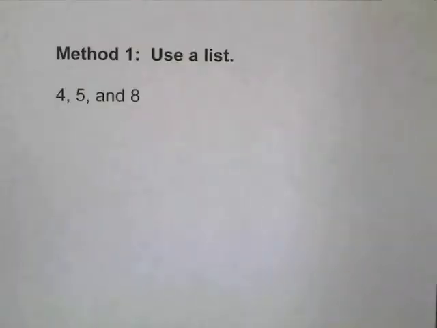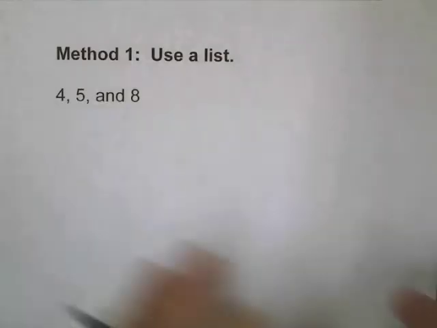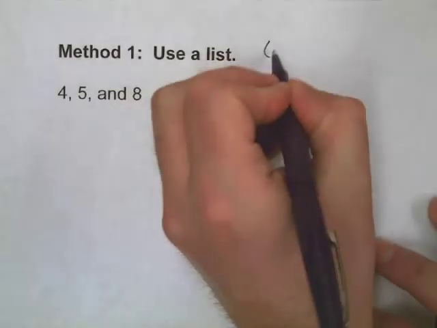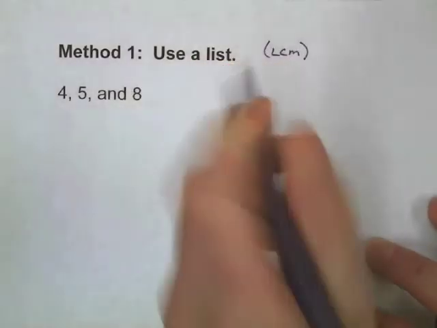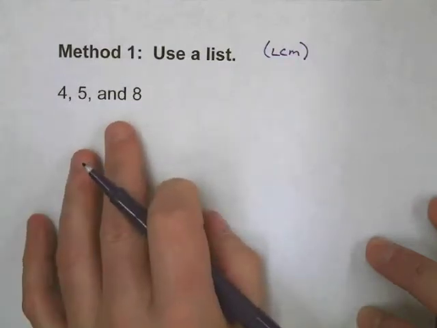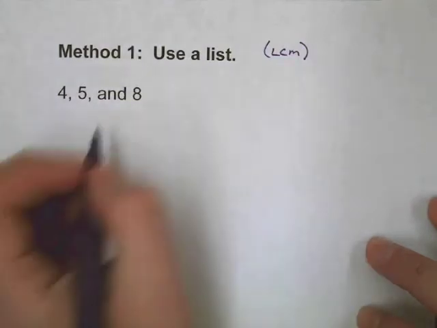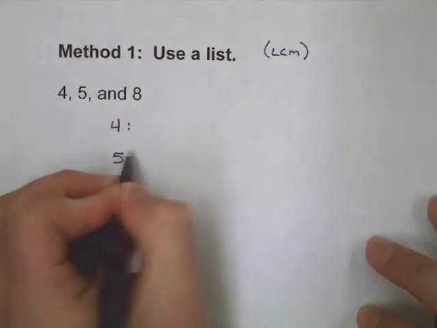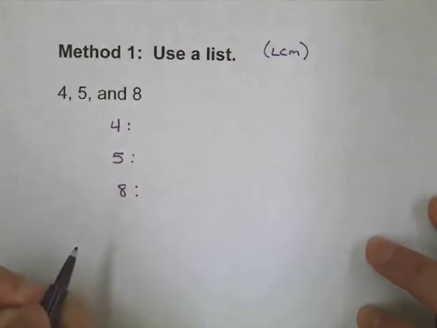Lesson 5-1, Example 2. Our objective is learning to find the least common multiple of a group of numbers. There's several different methods to find the least common multiple, the LCM, of a group of numbers. Here we have numbers 4, 5, and 8. One of the methods is just to list them out. So we can write 4, 5, and 8, and I'm just going to start listing out the multiples of each of those numbers.